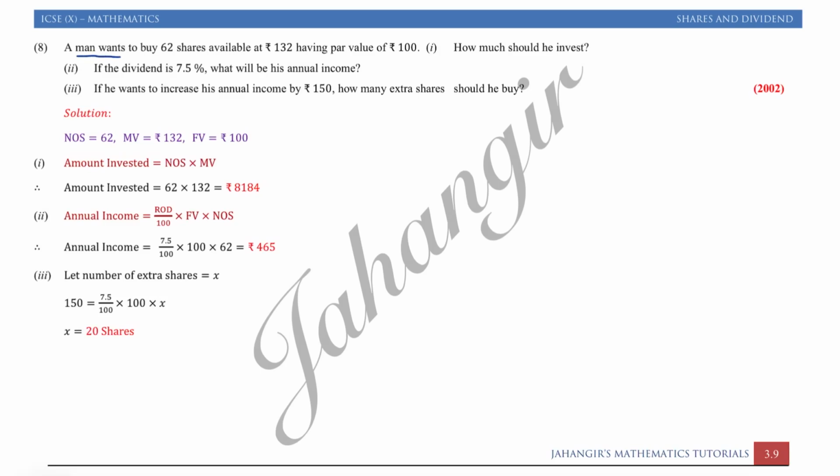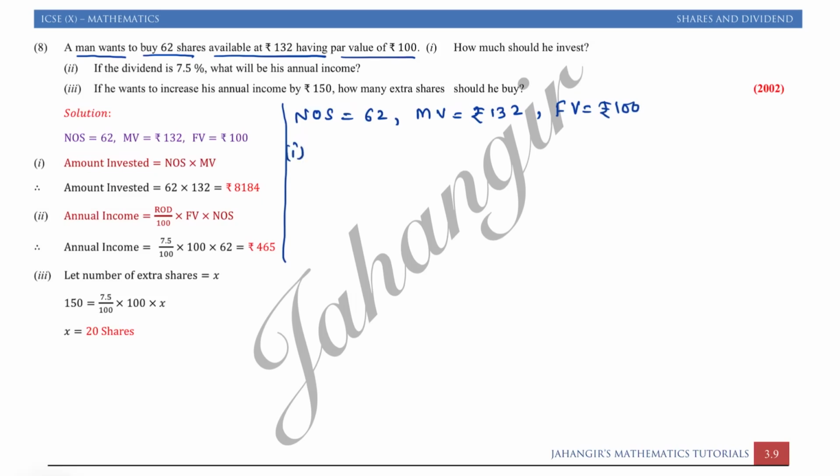Question 8. A man wants to buy 62 shares available at 132 having par value rupees 100. So first let us write the information. A man wants to buy 62, so number of shares is 62. Available at market value, available means you can buy it at rupees 132, having the par value of rupees 100. Par value means face value is equal to rupees 100. How much should he invest?